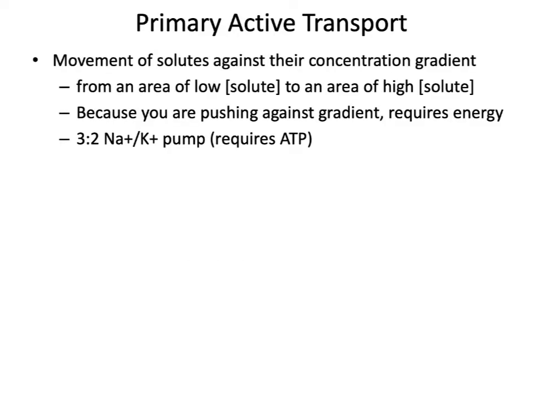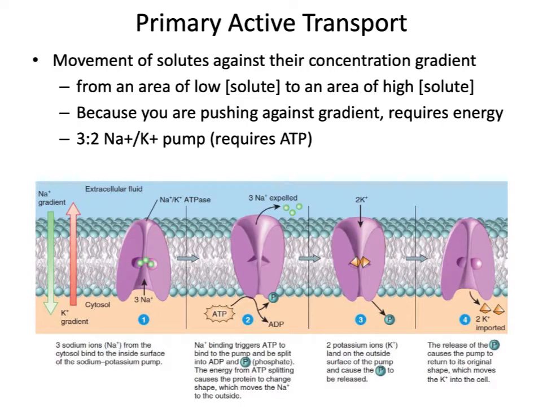Everything we've talked about so far has been passive movement. It has all been movement down a concentration gradient, and it does not require an expenditure of ATP. However, in active transport, we are moving molecules the other way, against their concentration gradient. This means that they are moving from an area of low concentration to an area of high concentration, kind of like trying to pump water back up a hill. The most famous example of active transport is the sodium-potassium pump.